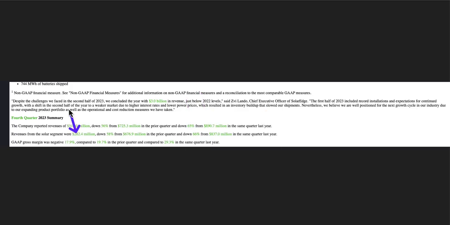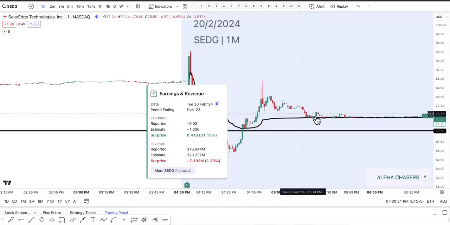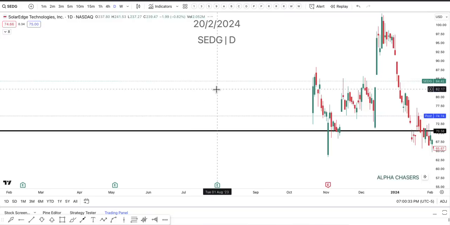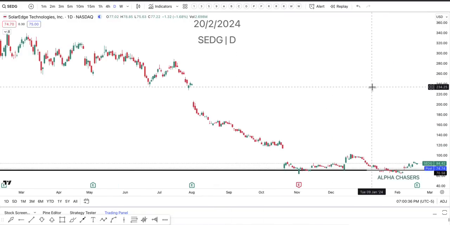Revenue in the solar segment was 282, down 58% from 676, down 66% from the same quarter last year. How this thing's even at $70, $80 is just a miracle. GAAP gross margins were negative, okay, compared to last quarter, which was 19, compared to 29.3, same quarter. This is pretty much a dumpster fire. And the fact that this thing's even remotely hanging on, I just think is a miracle. I really do at this point. This is just an absolute disaster.